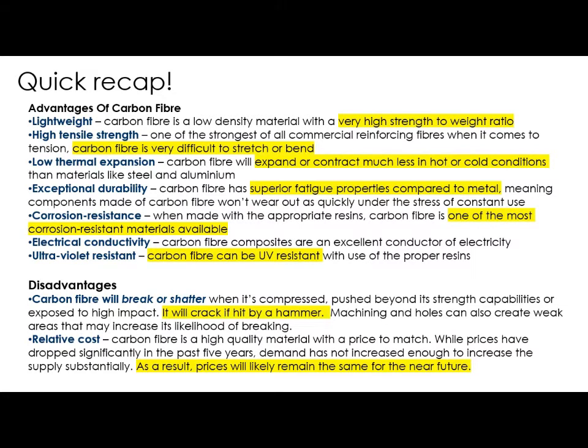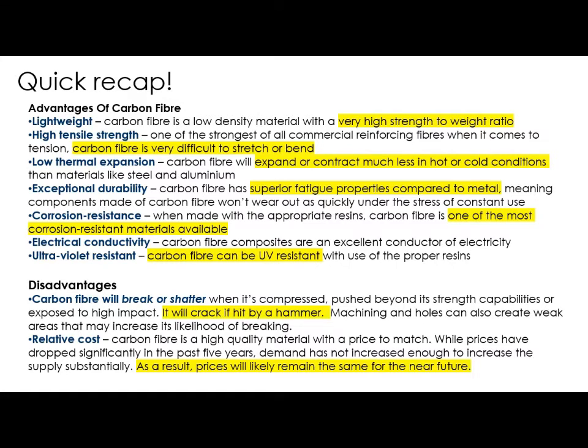So some advantages of carbon fibre reinforced plastic: very, very lightweight, as we've obviously spoken about before. It's got really good tensile strength, so it's very difficult to stretch it or to bend it. This is a really key property of carbon fibre, and I think it comes from the epoxy resin in the material. It doesn't expand very much or contract very much in hot or cold conditions.